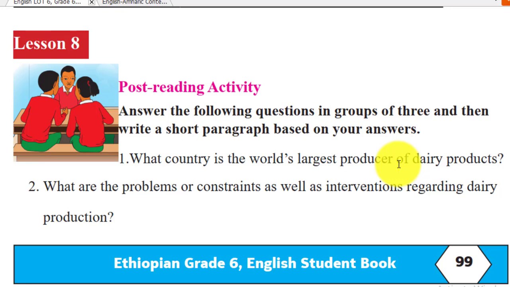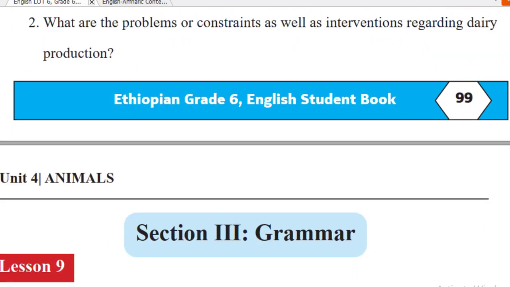What country is the world's largest producer of dairy products? Largest producer የምትባለው የወተት ምርት አምራች ታዋቂ ሀገር የምትባለው ወይም ደግሞ በሰፊው የምታመርተው ሀገር ማንነች, እሷን ተጠቅሳላችሁ. Second, what are the problems or constraints, ችግሩና እጥረቱ ምንድነው, as well as interventions regarding dairy productions. የሚያጋጥሙ እንግዲህ ወተት ምርት ጋር ችግሮች አሉ, እጥረቶች አሉ, ምንድናቸው የሚለውን ዘረዝሩና ከዚያ write a short paragraph based on your answers. በዚህ ዙሪያ ላይ አንድ አንቀጽ ታዘጋጃላችሁ ነው.